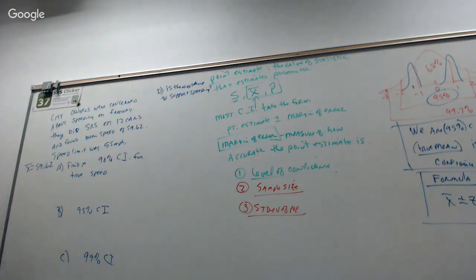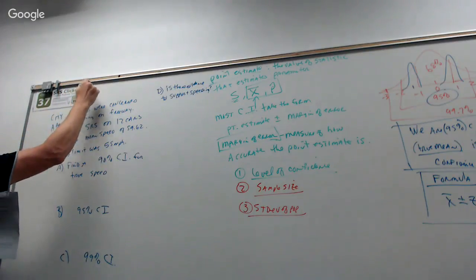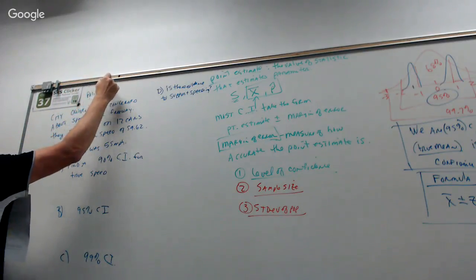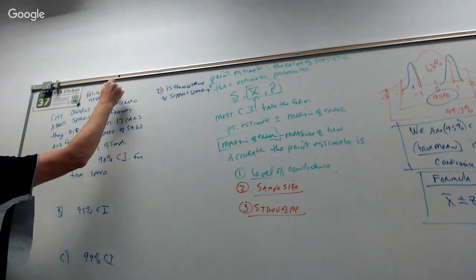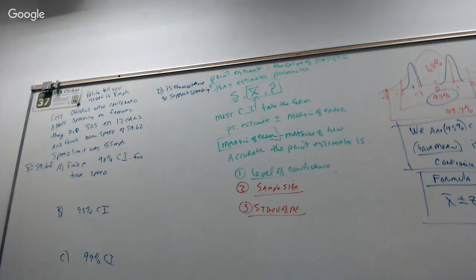Oh, you know what? I forgot some information I need to tell you. The police tell you the standard deviation is 8 miles per hour. So sigma's going to be 8, and n's going to be 12. And then we've got to figure out what z sub alpha over 2 is.